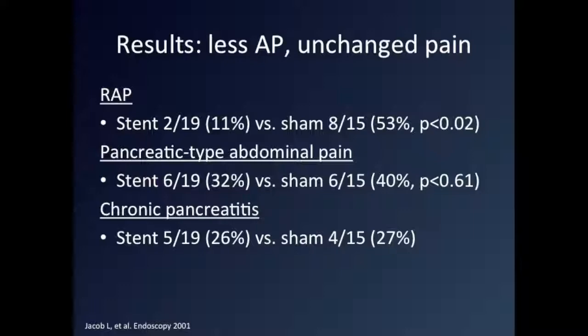So only 2 of 19 patients who were randomized to stent had a recurrent episode versus 53% in those who were treated with sham. The comparator outcomes for pancreatic type abdominal pain and being able to reduce or eliminate that, as well as for the interval development of chronic pancreatitis, was not different with endoscopic therapy.